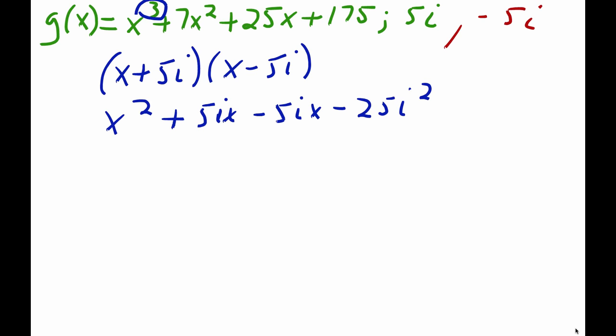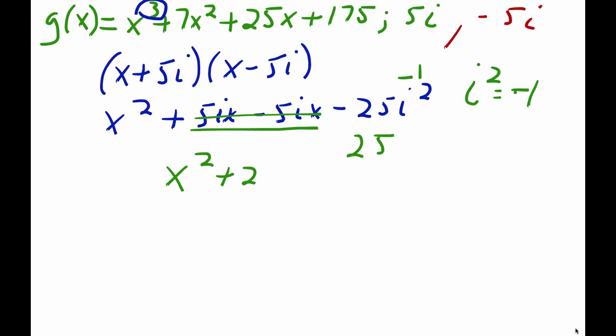So I'm going to add my like terms. So these are going to cancel out because I have a positive and negative. And if you remember, i squared equals negative 1. So really, this i squared represents negative 1. So I have negative 25 times negative 1, which is 25. So, cleaning it all up, I have x squared plus 25.